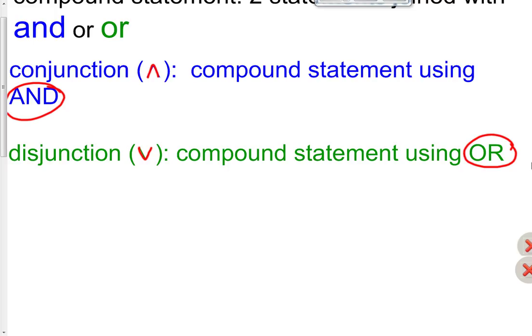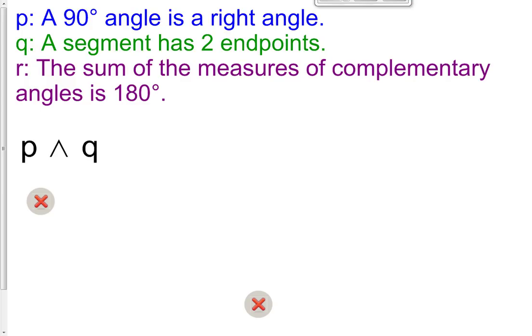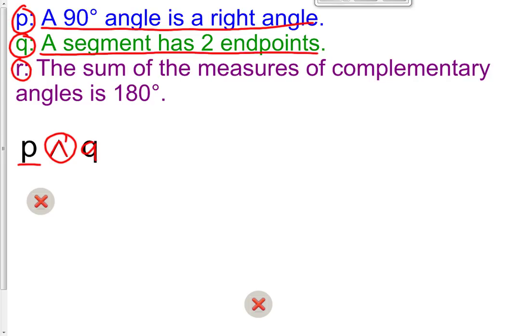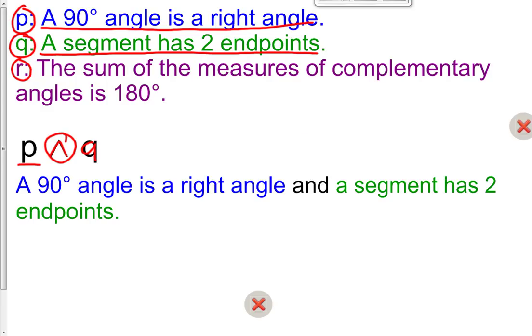Alright, let's get ready to write a lot of sentences today. I have three sentences here. Here's statement P, statement Q, and statement R. We're going to use the symbolism that I've shown you. We're going to say P and Q. So you're going to write down P, a 90-degree angle is a right angle, and Q, a segment has two endpoints. P and Q. That's what you're going to write down in your notes right now. A 90-degree angle is a right angle, and a segment has two endpoints.